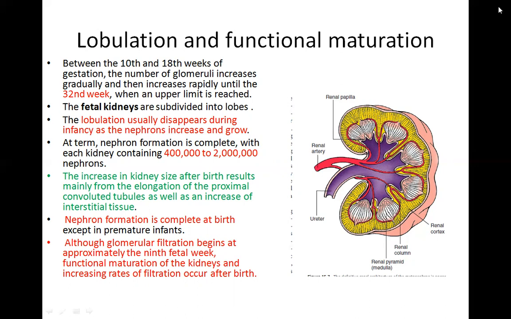So at birth, nephron formation is complete and the kidney has 4 lakhs to 2 million nephrons. The increase in kidney size after birth results mainly from the elongation of the proximal convoluted tubule as well as an increase in the interstitial tissue of the kidney. So nephron formation is complete at birth. Although GFR begins at approximately the 9th fetal week, functional maturation of the kidneys and increased rate of filtration occur only after birth, because it is attaining its blood supply as well, which is important for the glomerular filtration rate.